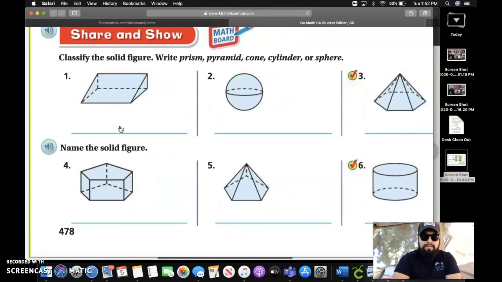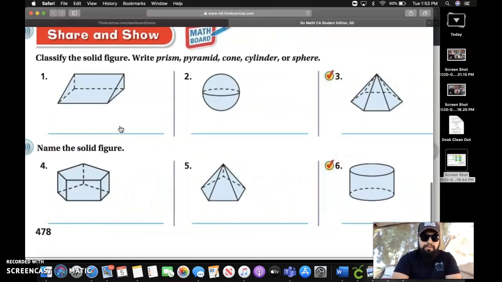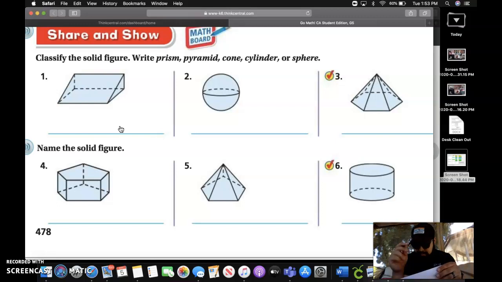For numbers 4, 5, and 6, I want you guys to try them on your own. Even if you don't have the packet with you, take a scratch piece of paper and write number 4, number 5, number 6, and give it your best shot. Tell me what you think. Pause the video if you need to, and then we'll jump into it.